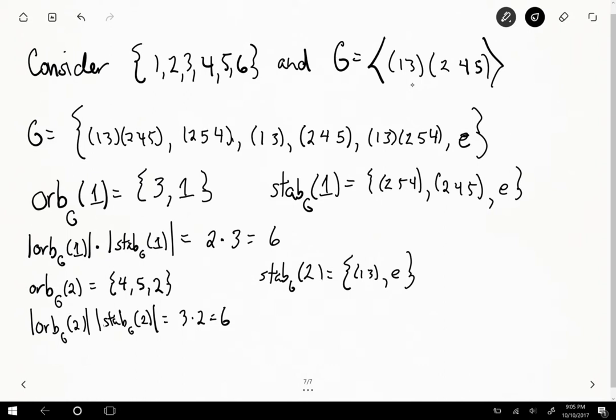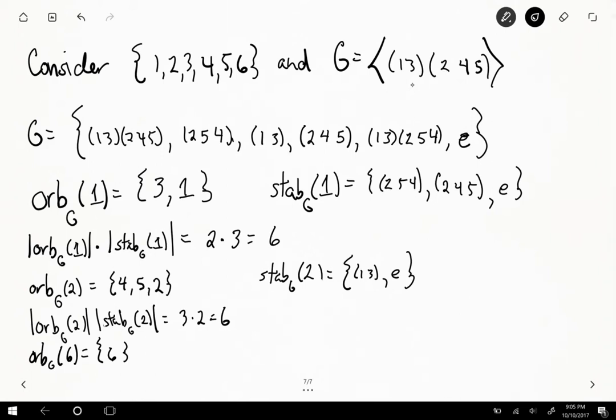So if we look at the orbit of 6, well, 6 doesn't get mapped to anything but 6 in the first case. 6 maps to itself in the second case, the third, the fourth, the fifth, and the sixth case. So 6 just maps to itself. So 6 is the only thing in its orbit.